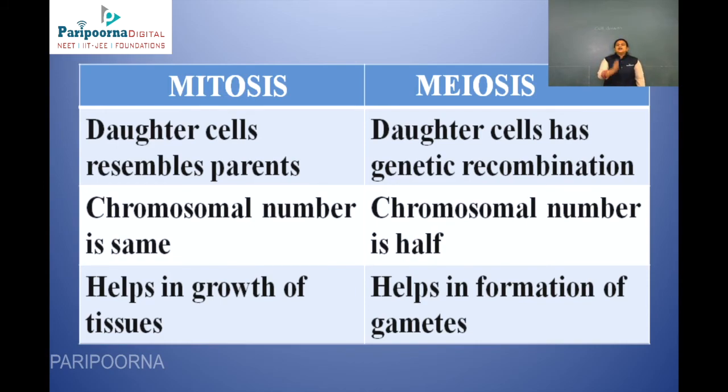The daughter cells resemble the parents in the mitosis process, since it is a somatic cell division. Whereas in meiosis, the daughter cells have genetic recombination, that is, they carry certain genetic characters either from the father or from the mother, because meiosis happens only in the gamete cells. In mitosis, the chromosome number is the same, whereas in meiosis, the chromosome number is reduced to half. Since mitosis happens in the body cell, it helps in the growth of tissue, whereas meiosis helps in the formation of gametes. So this is the difference between mitosis and meiosis.